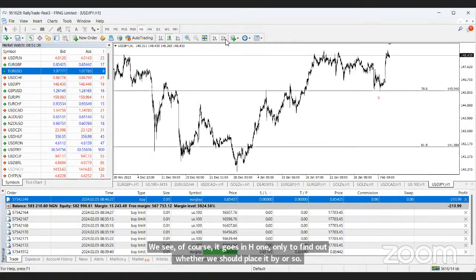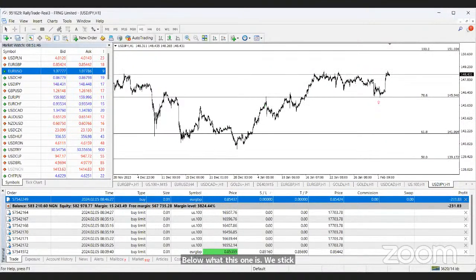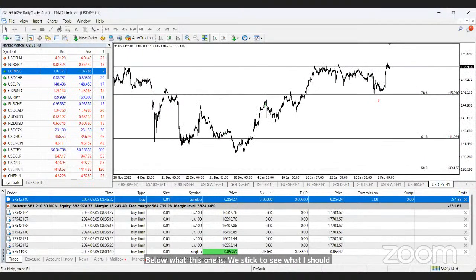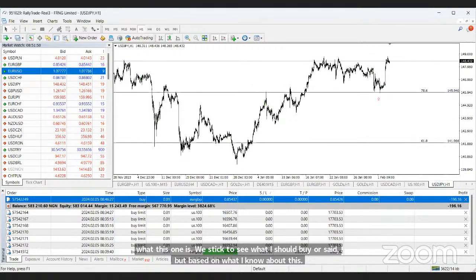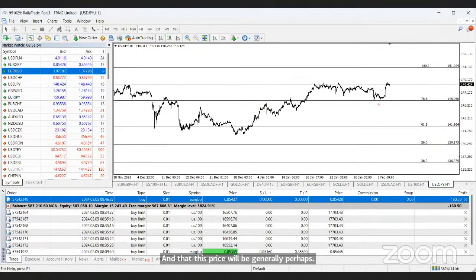Based on what H1 is saying, we still cannot say whether we should buy or sell. But based on what I know about this, I know that this price will eventually collapse. But maybe we should wait for triple top. If we're waiting for triple top, it means that we have to go and do sell limit around 151.000.